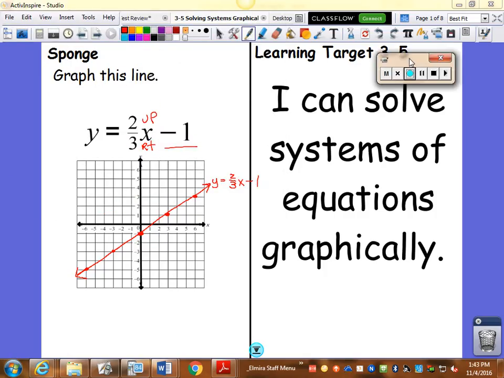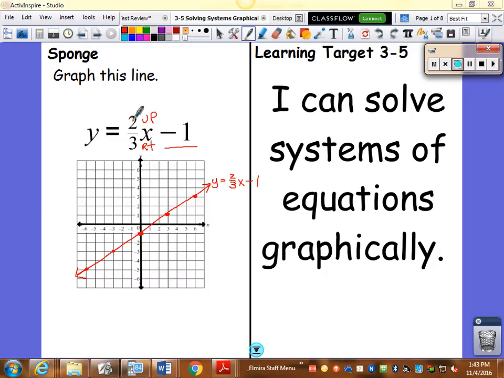Hey guys, today we're going to introduce the idea of systems of equations. First we're going to solve systems of equations graphically. That's the second half of this chapter, and graphically is one way of doing it. Graphically means graphing the system, so we need to remember how to graph one equation.